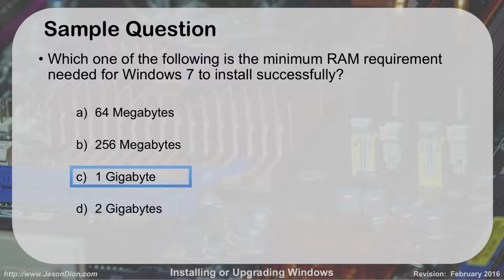So yeah, 64, that's our minimum for XP. 256 is nothing, it's just a throwaway because Vista is 512. 1 gigabyte is for the 32-bit version of Windows 7, which is the minimum, and then 2 gigabytes would be the minimum if it was a 64-bit. But because they didn't specify and you just want Windows 7, the minimum you'd need is 1, and then you'd go buy the 32-bit version, right?